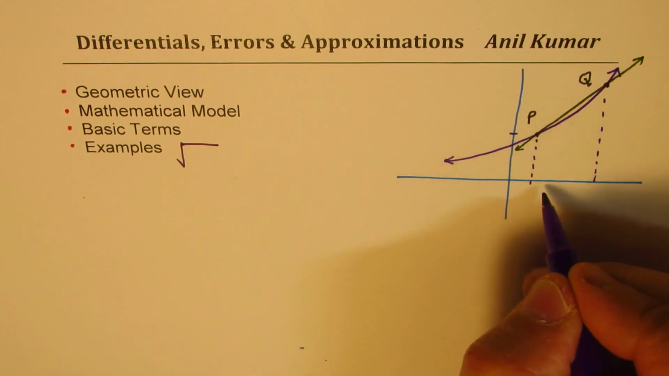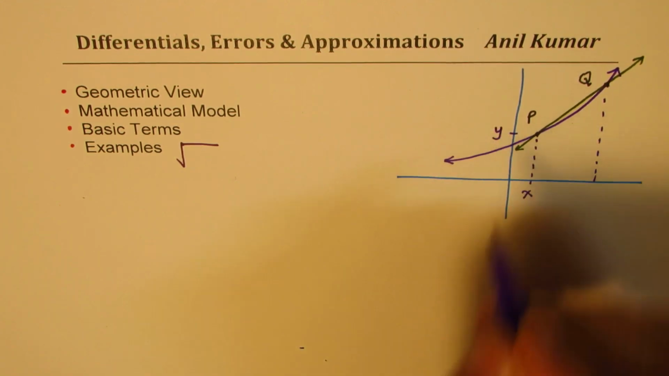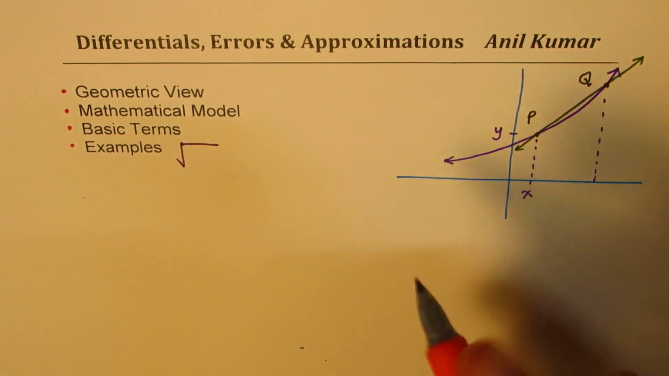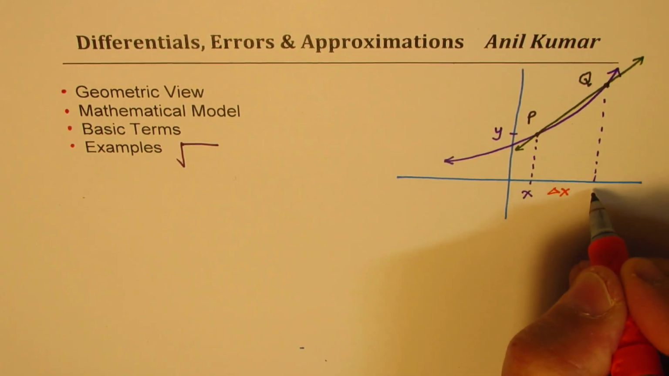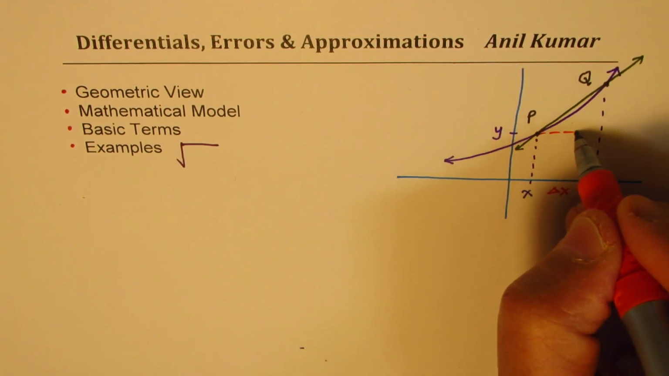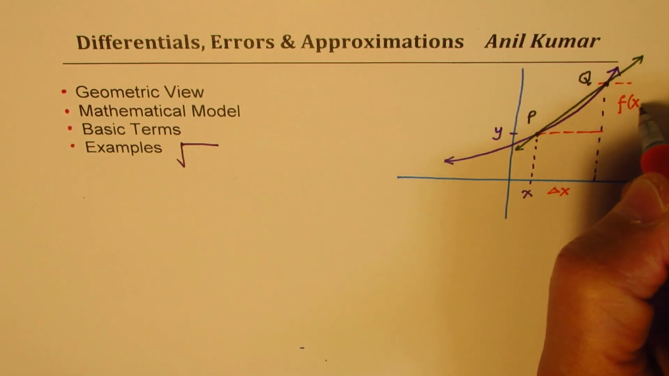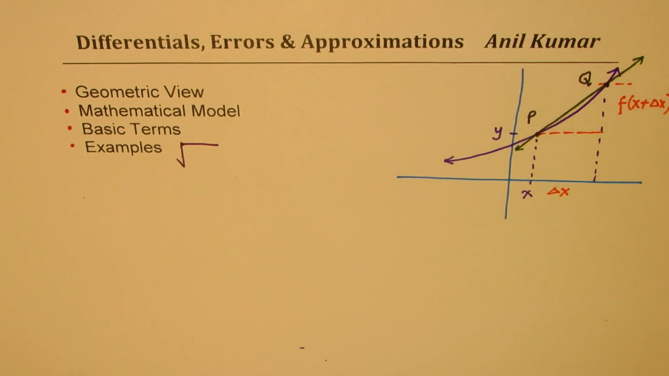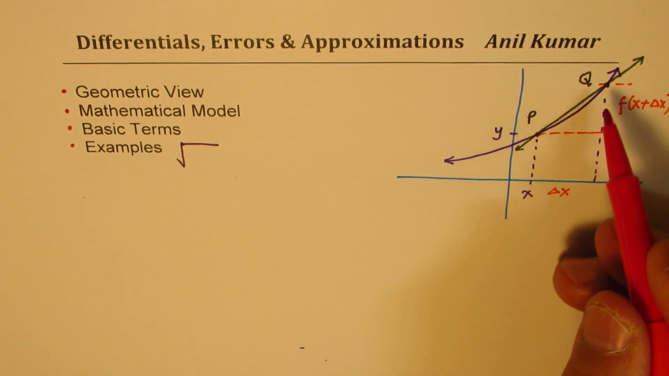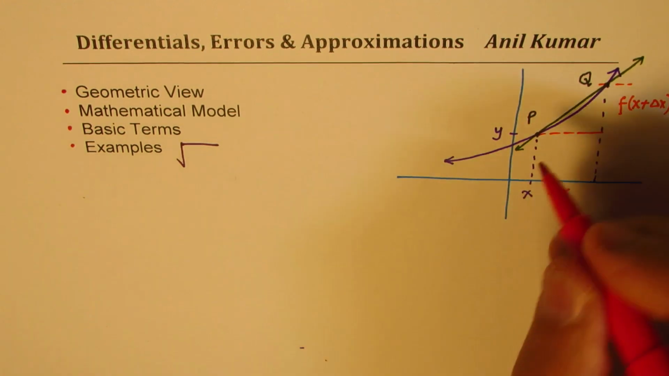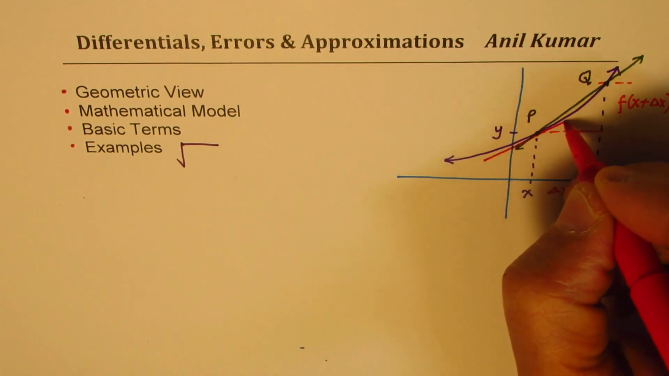So let's say this point here gives you the value of x and y, right? Now the idea is to get a point Q which is very close to P. So we'll say delta x away, right? So this position is delta x away horizontally, and vertically the value will be f of x plus delta x, correct? So that is the y value. Now as you bring point Q very close to P, we get a tangent. So let me sketch a tangent here. Let's say this is the tangent for us.